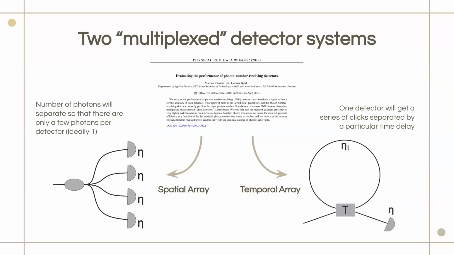There are several ways that people have gone about this. Two ways that this Physical Review paper mentioned are a spatial array and a temporal array. The spatial array is where the photons are separated into multiple detectors, while the temporal array is where the photons hit one detector, but it's separated over time. And so I looked at the temporal array.